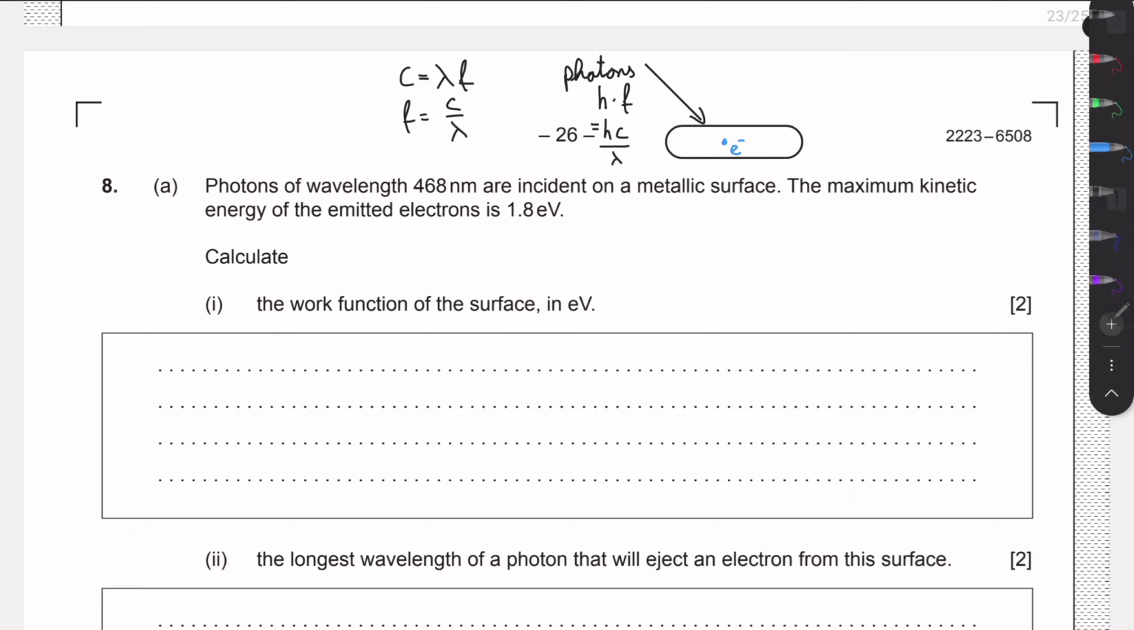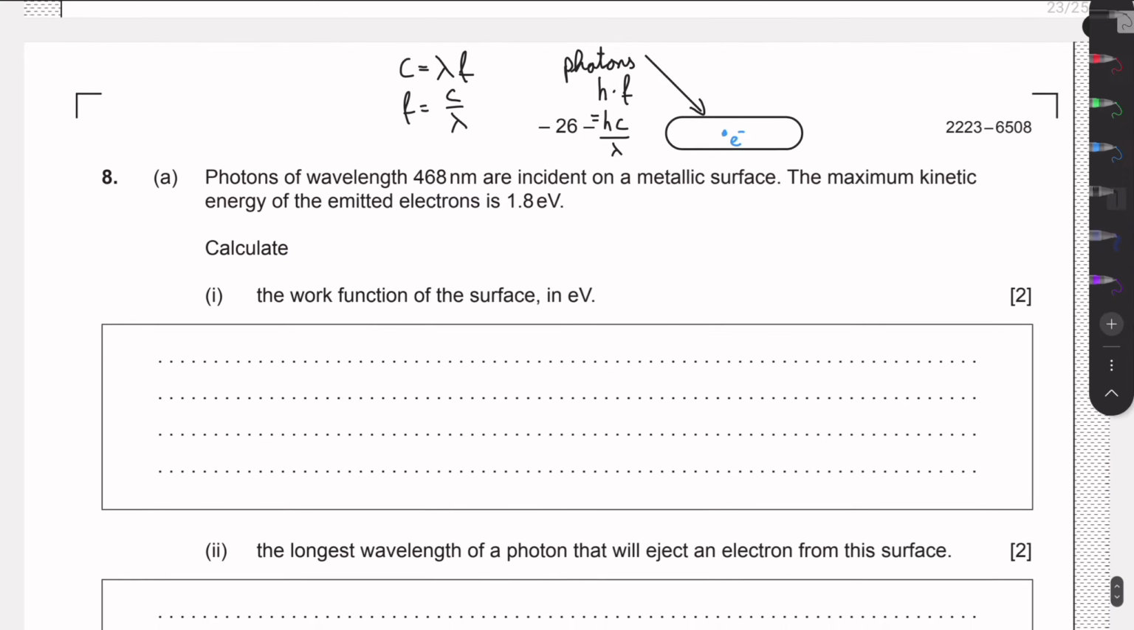Then a photon hits an electron. Let's say there's an electron here in the metal surface and the photon hits this electron. Some of the energy of the photon will have to be used up to remove the electron from the surface of the plate, and this is known as the work function. It's the energy required to remove the electron or bring it to the surface, and with the remaining energy of the photon, the electron will be emitted with some kinetic energy. This is the basics of the photoelectric effect.